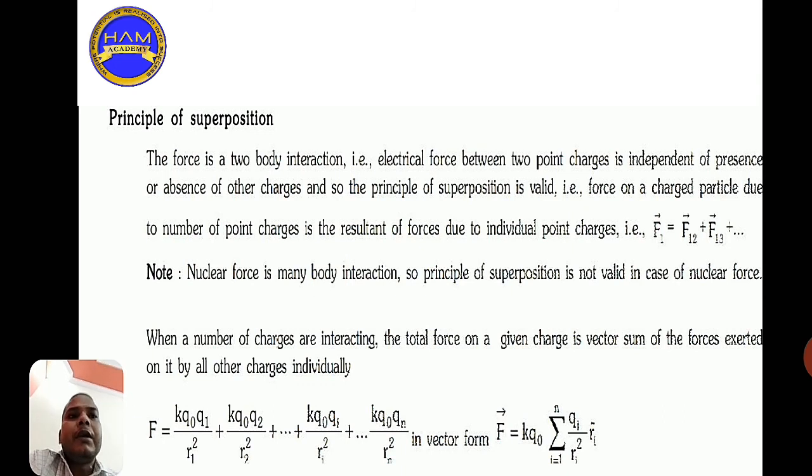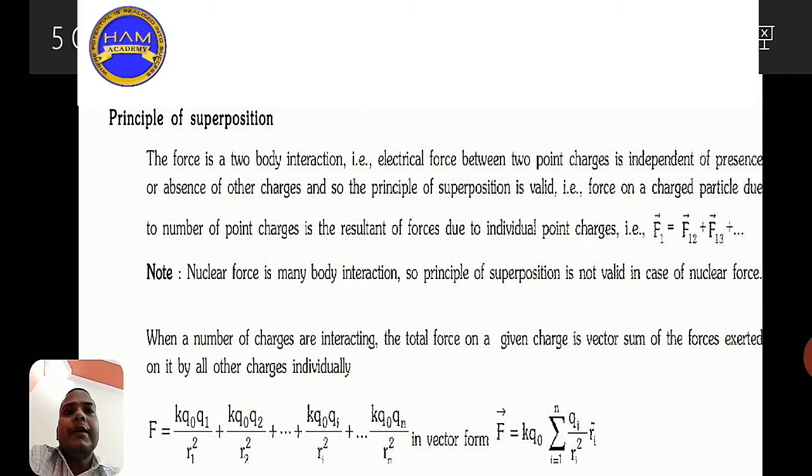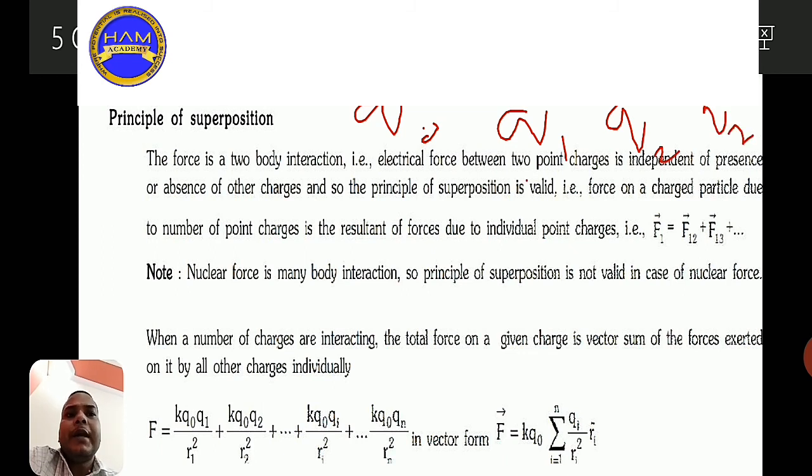Suppose there are many charges, let's say Q naught, next one is Q1, Q2 and Qn. So Q1 will also apply an electrostatic force on Q naught, Q2 will also apply an electrostatic force on Q naught, and Qn will also apply an electrostatic force on Q naught.